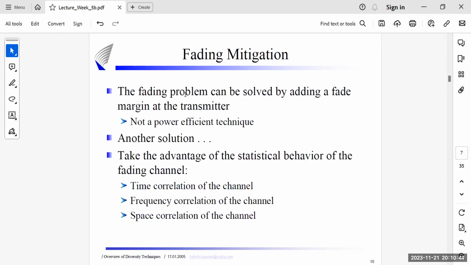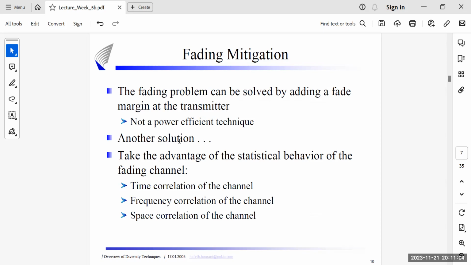Now the question: how to mitigate the issue of fading? The fading problem can be solved by adding a fade margin at the transmitter. So at the transmitter, you add some kind of fade margin. This is not a power efficient technique.